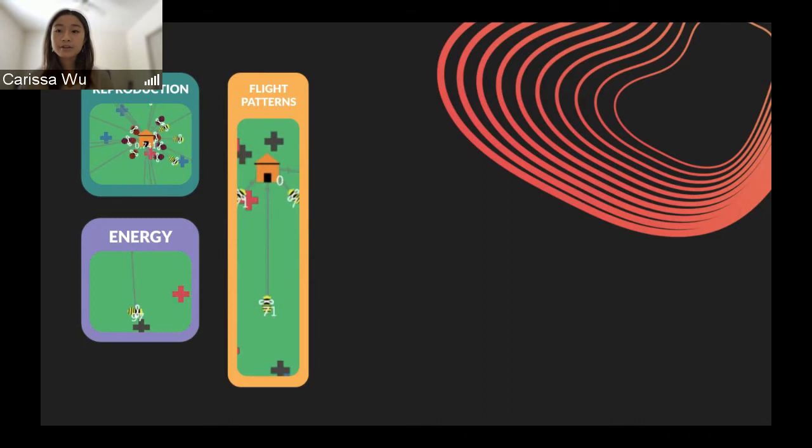Thirdly, flight patterns were another function we implemented. This was just to code the bees to be able to, first of all, know which hive they belong to, travel to different flowers, and based on the amount of energy they had, decide whether to forage from one flower to another or to return to the hive.